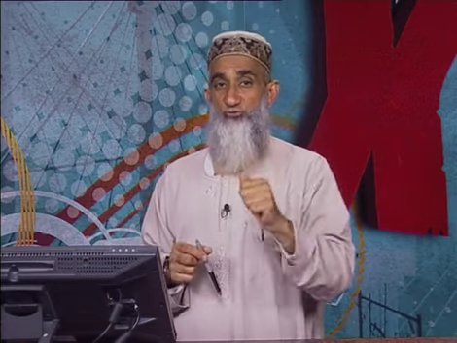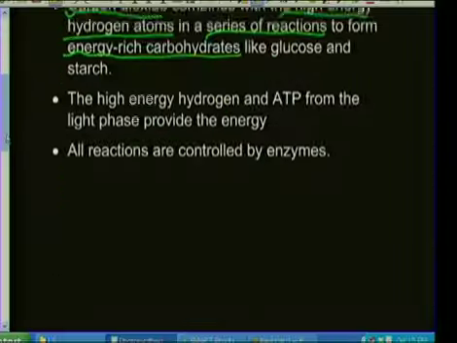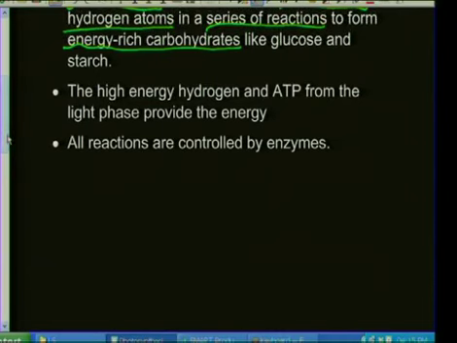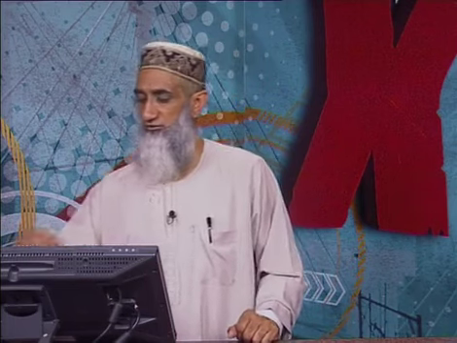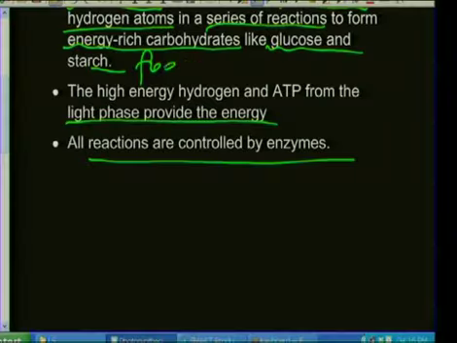Hydrogen, by the way, is also associated with energy. When we talk of the atom bomb, we talk of the hydrogen bomb. The main component of the atom bomb was hydrogen. So hydrogen is also associated with energy. The high energy hydrogen and ATP from the light phase provide the energy there. All reactions are controlled by enzymes. So what's the product of the dark phase then? The product of the dark phase is glucose, starch, and any other food.